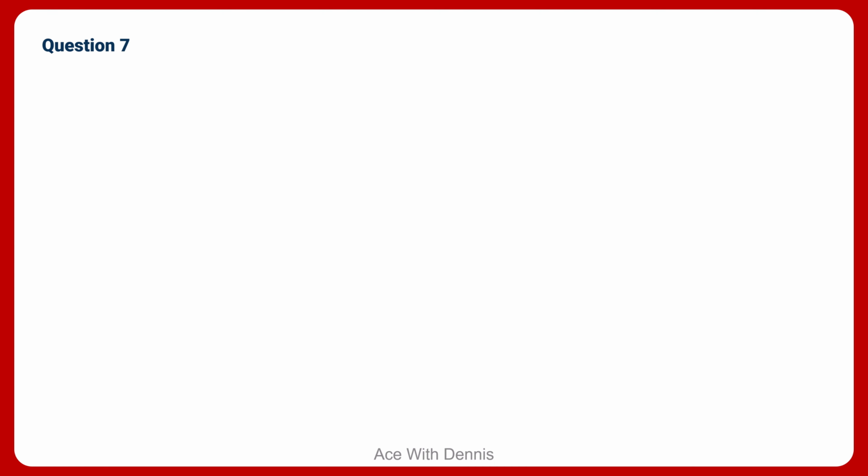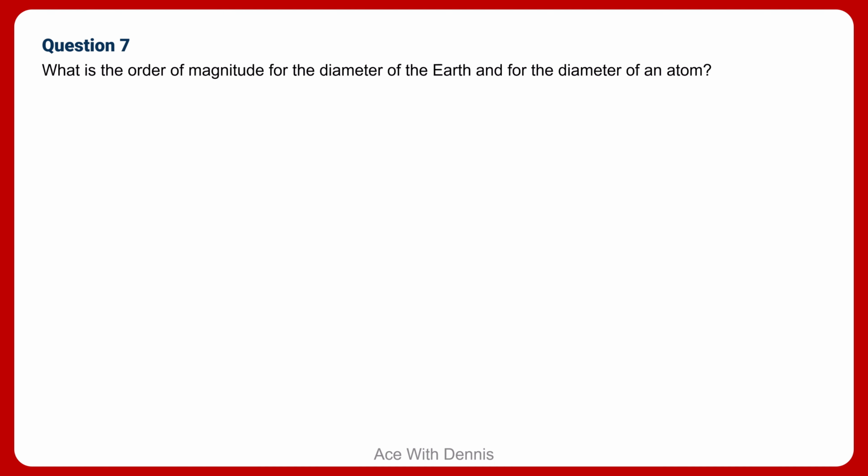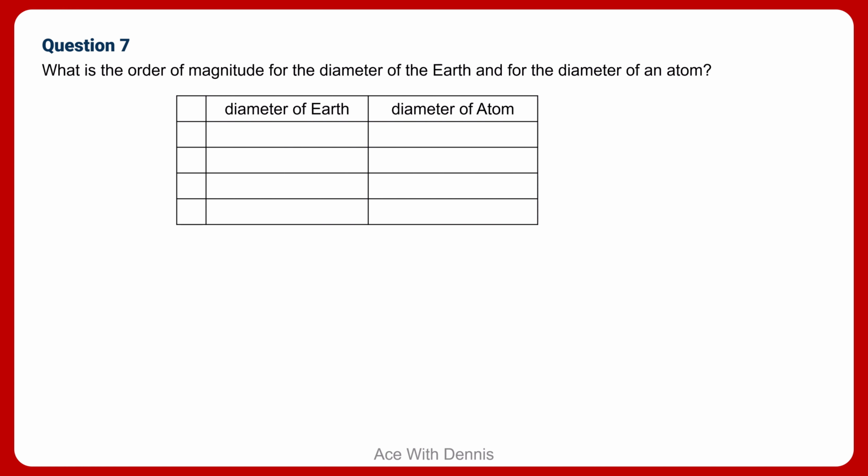Question 7. What is the order of magnitude for the diameter of the Earth and for the diameter of an atom? Here are the choices. A. The diameter of the Earth is 10 gigameters and the diameter of an atom is 0.1 micrometer. Or B. 10 gigameters, 0.1 nanometers. Or C. 10 megameters, 0.1 micrometer. Or D. 10 megameters and 0.1 nanometer.